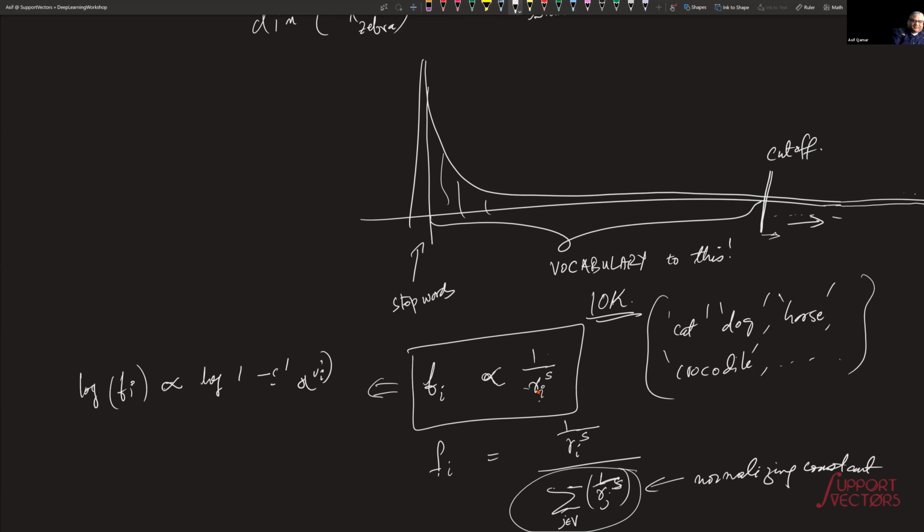Or actually, why am I doing something so complicated? Let me just make it simpler. You would agree that the rank of this word to the power s is proportional to 1 over the frequency of the word, right? So you can get a sense of where this word is ranked amongst other words by looking at the inverse of the frequency of the word in the corpus. Would you agree, guys? Yeah.